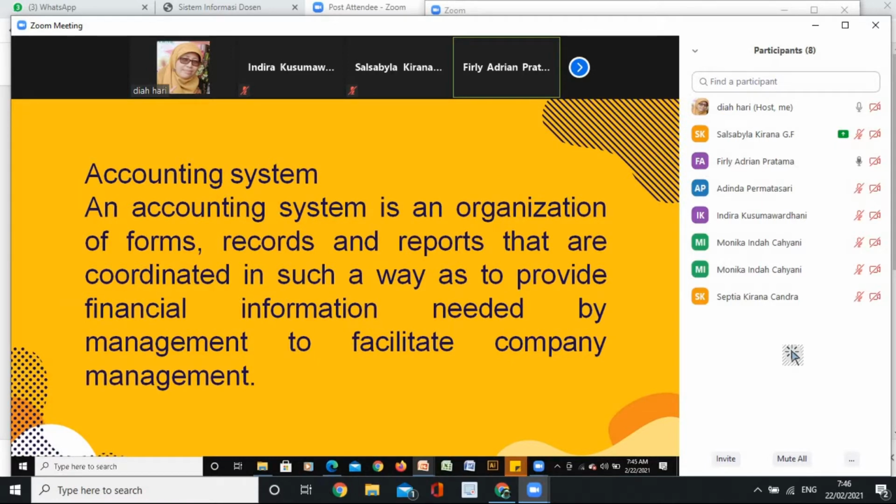So from the explanation, we can understand that an accounting system is an organization of forms, records, and reports that are coordinated in such a way as to provide financial information needed by management to facilitate company management.